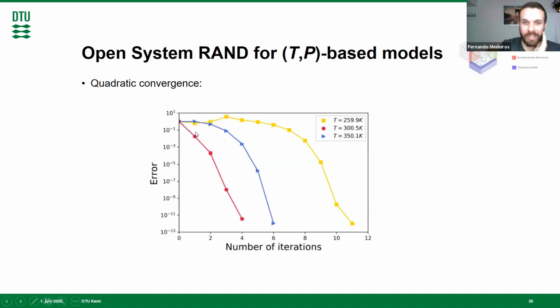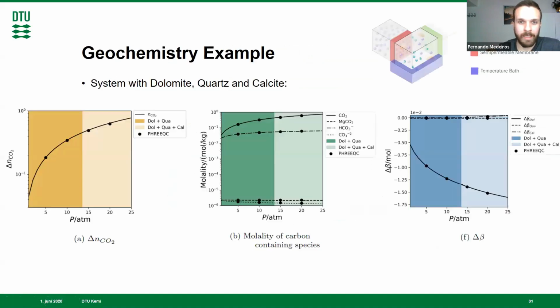And it also has quadratic convergence. We see from different temperatures here, 260, 300, 350 Kelvin. So everything is quadratic, and yeah, it works, and it's quick.